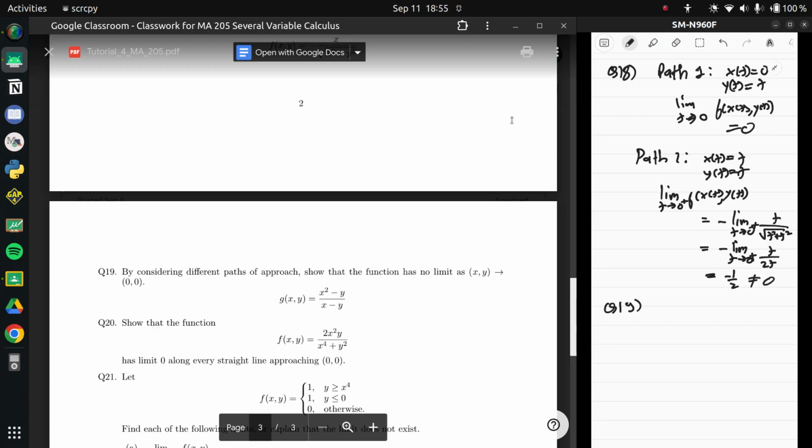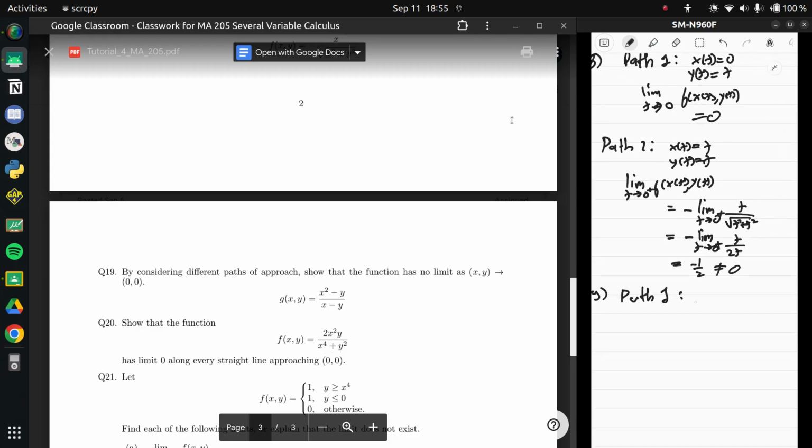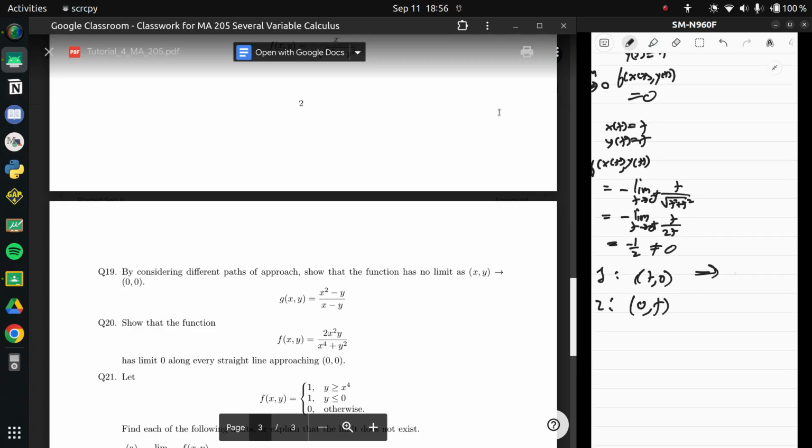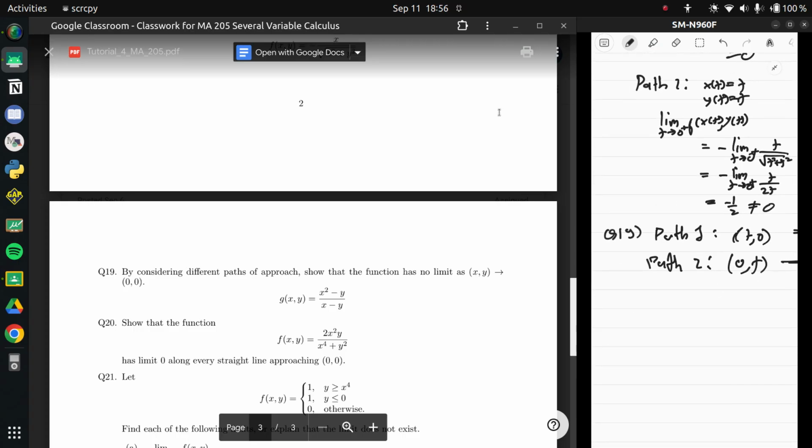Okay, so path 1 is, I just set y to be equal to 0, so it just becomes t comma 0. Path 2 is, as it's t comma 0, it just becomes x, so it approaches 0. And let's just have x equal to 0, so 0 comma t, and then it approaches 1. So this gives 0, this gives 1, and you can see these are not equal.